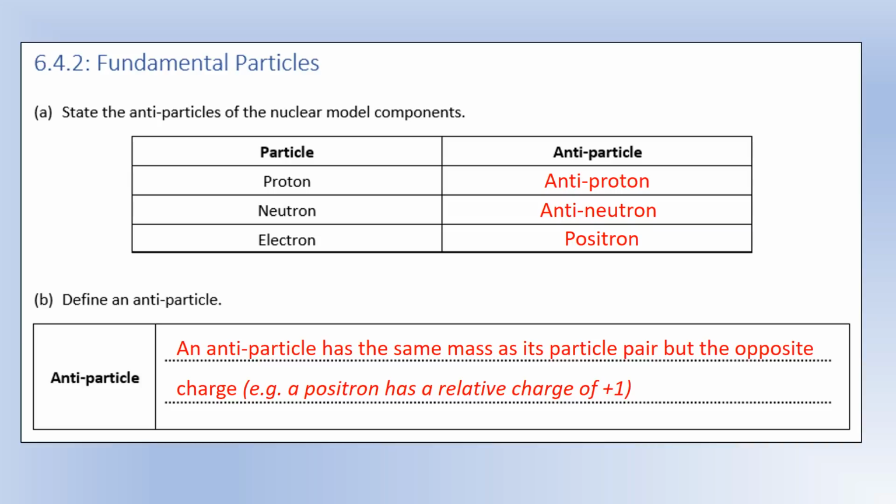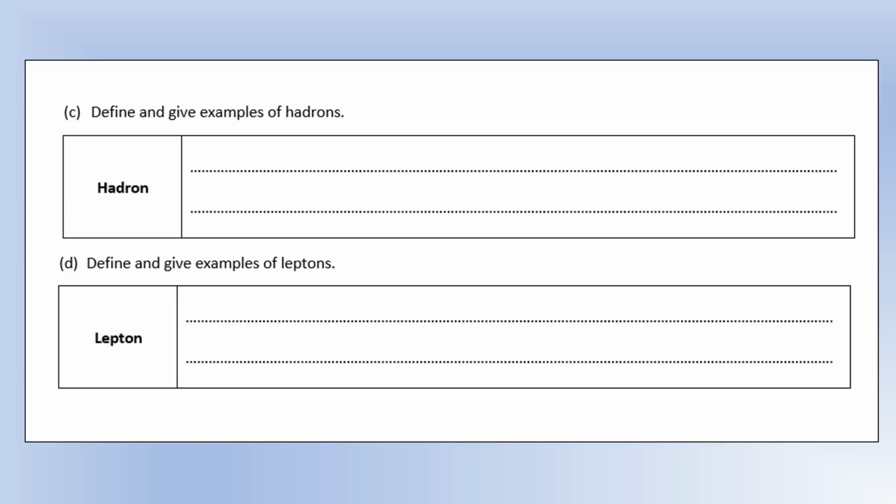So a positron and an electron have the same mass, but they have the opposite charge. So a positron has a relative charge of +1. Now, once we stop thinking about just building atoms, there are large numbers of types of particles. And generally speaking, we classify them into 2 groups.